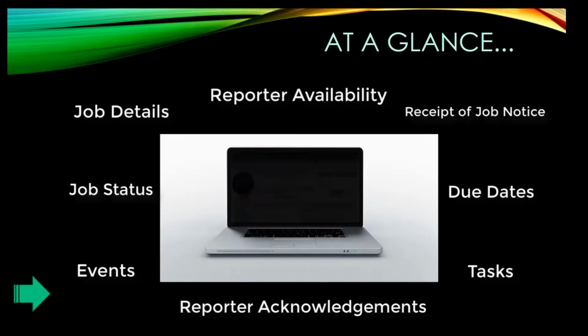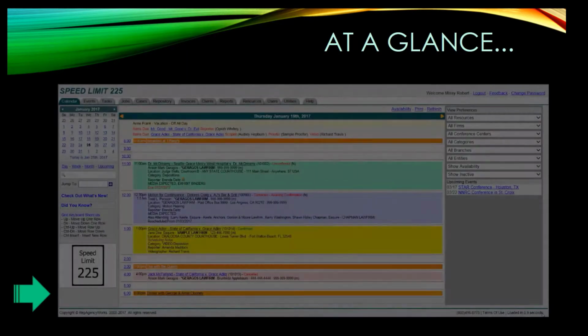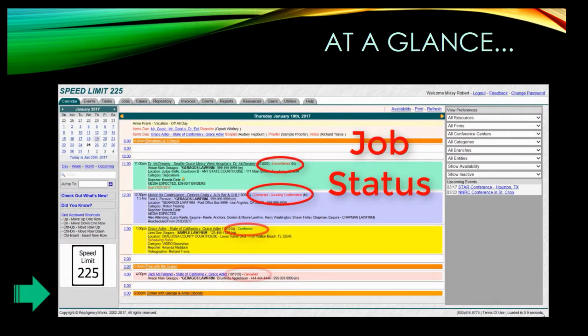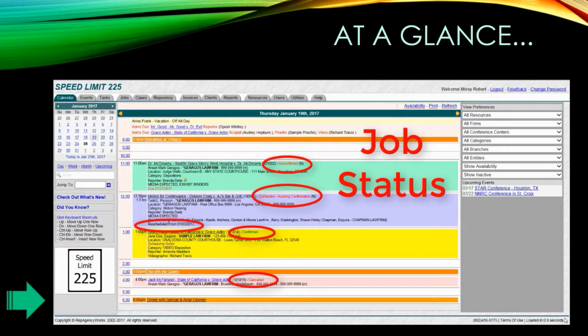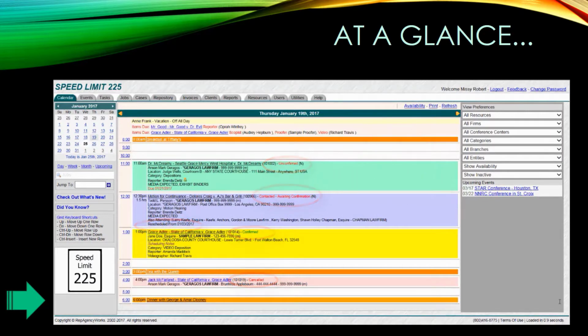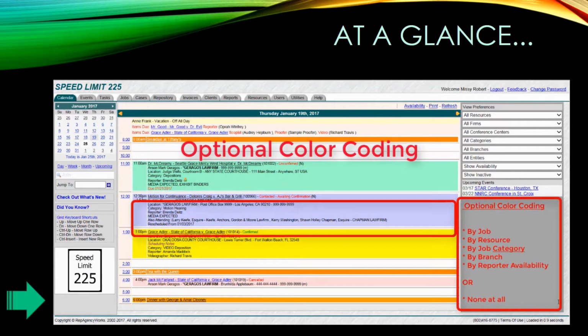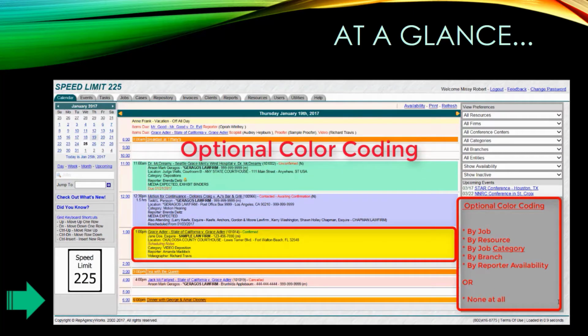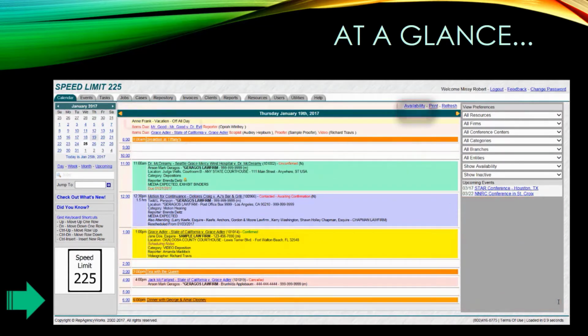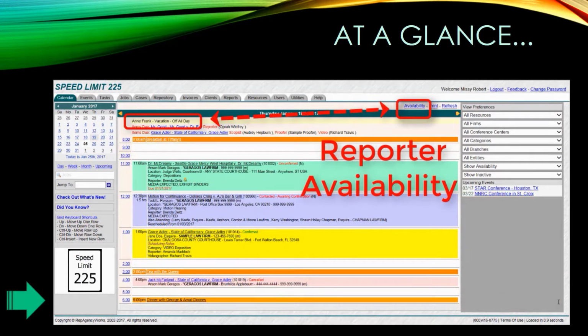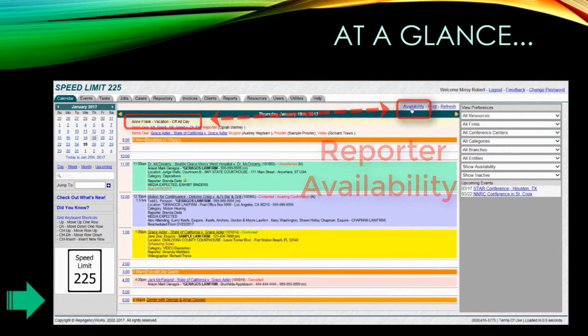Once you've logged in, you'll immediately have an idea of what's going on for the day. You'll be able to see your job status: confirmed, unconfirmed, canceled, rescheduled. You'll also be able to see whether or not the notice has been received. It puts a little N next to the job. There are multiple options for color coding, or you can not color code at all. And reporter availability here up at the top is for scheduling purposes. I'll show you that in a moment.